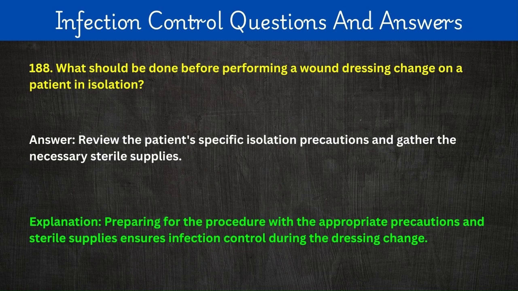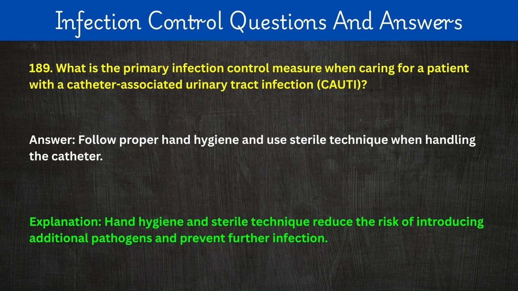Answer: review the patient's specific isolation precautions and gather the necessary sterile supplies. Explanation: preparing for the procedure with the appropriate precautions and sterile supplies ensures infection control during the dressing change. 189. What is the primary infection control measure when caring for a patient with a catheter-associated urinary tract infection, CAUTI?